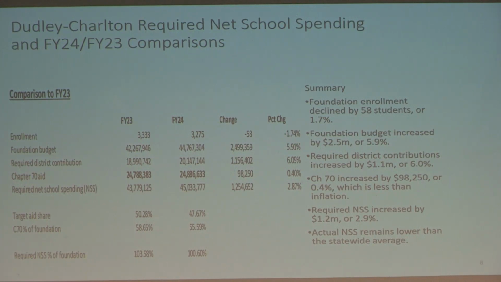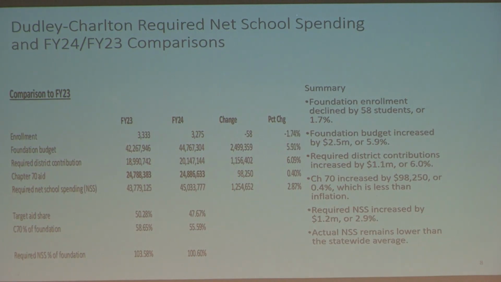Foundation budget increased by $2.5 million. That's a 5.9% increase. The required district contributions, which is the total of the two that were mentioned earlier, Dudley and Charlton together, increased by $1.1 million, or 6%. Chapter 70, the number that we just covered on the prior slide, increased by just under $100,000, or about $98,000, which was a 0.4% increase, and obviously is well below the inflation increases that have been seen recently. Required net school spending increased by $1.2 million, or 2.9%, and actual net school spending remains lower than the statewide average.